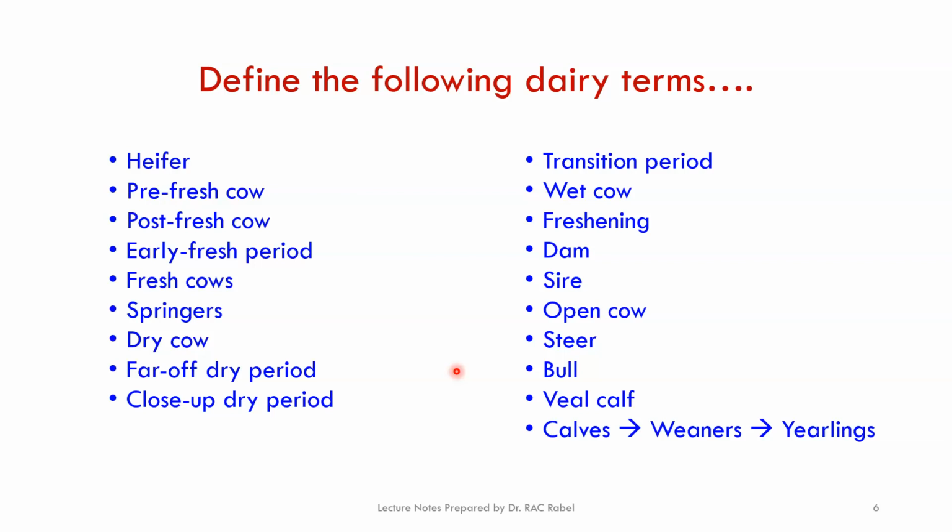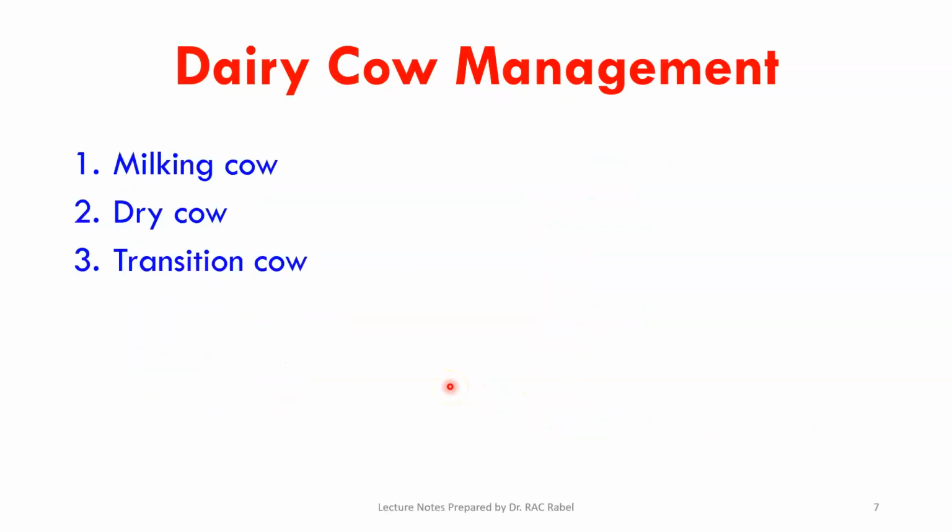So you should, if you don't know the term, right? If I ask you, okay, list 5 clinical conditions in fresh cows or in transition cows, I'm expecting you to list down clinical conditions specifically in fresh cows. If you just tell me 5 diseases in cows, you won't get marks, right? So you need to know these terms, what is meant by each of these terms, right?